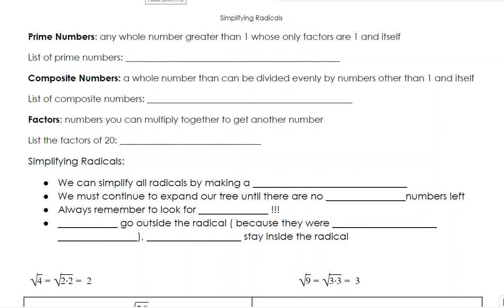Today we're going to learn about simplifying radicals. Okay, so before we start simplifying radicals, there's some vocab words you need to know. All right, and the first one is prime numbers.